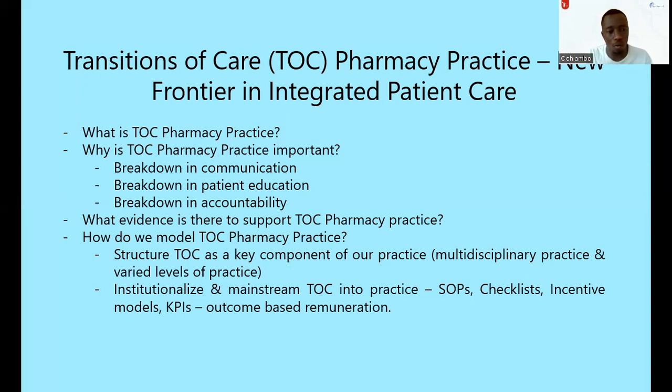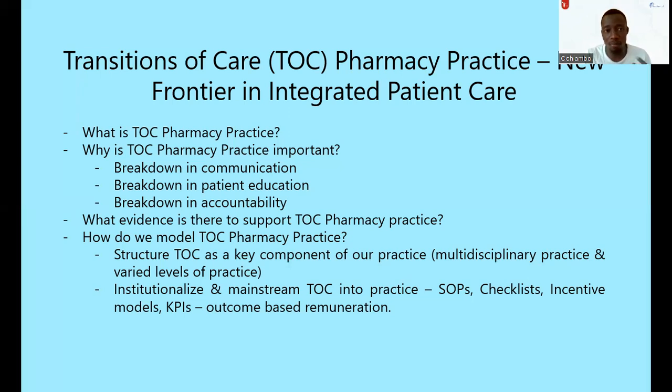And for us to do all these, as we're talking about the good thing that we can do in the transitions of care pharmacists, we need to ask ourselves, how do we model it to be a standing practice? Because one thing that we know, it's not something that is standard practice for us. And not being standard practice means there are lapses. So one, we need to structure transitions of care as a key component of our practice.